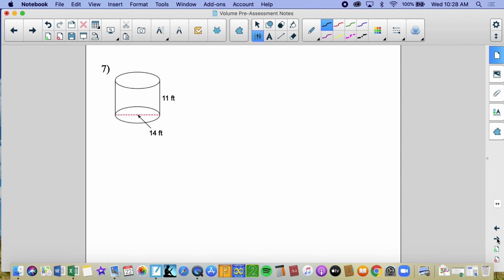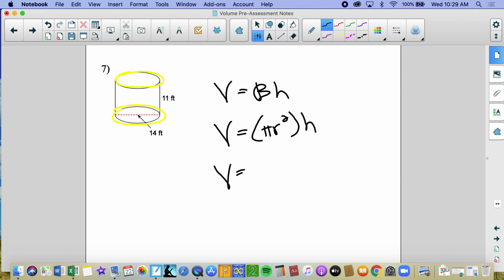Now we move back to a two-base figure. We've got two bases, which are circular. So since it's two base, we revert back to volume equals big B times H. The base shape is a circle. Area of a circle is pi r squared. We're going to use 22 over 7 for pi. Why? Because we have a multiple of 7. My radius is going to be 7 feet quantity squared times the height of the object, which is 11 feet.